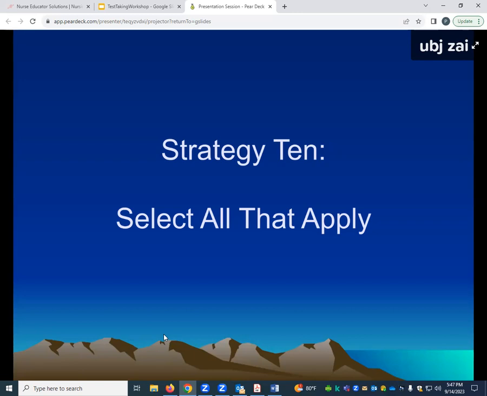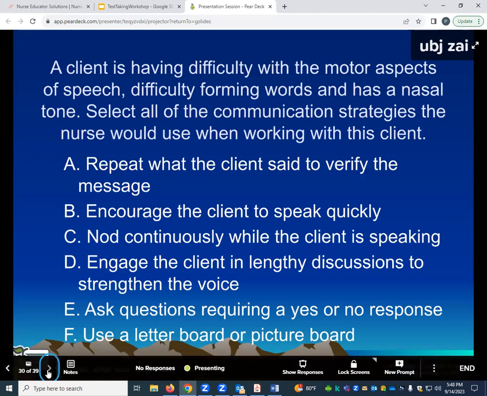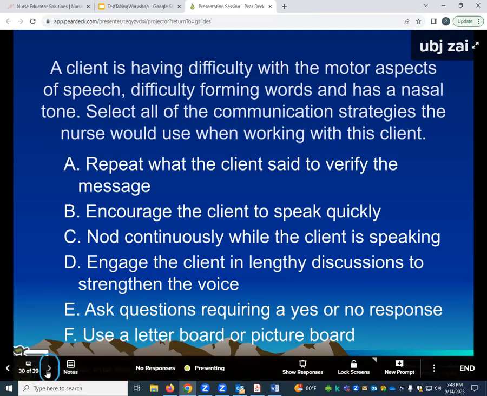So what you need to do with select all that apply is look at each option individually and ask yourself if it's true or false as it relates to the question. So let's do one. On this one, you're going to be typing in what the A, B, C, D, whatever letters apply that you think are the good answers for this. Just type them into your Pear Deck.